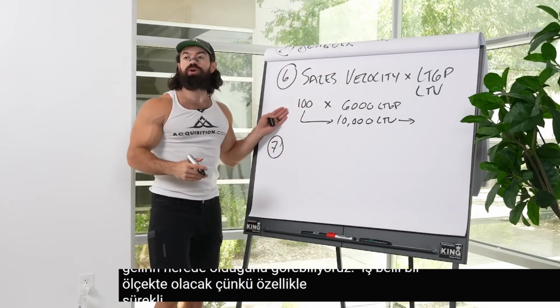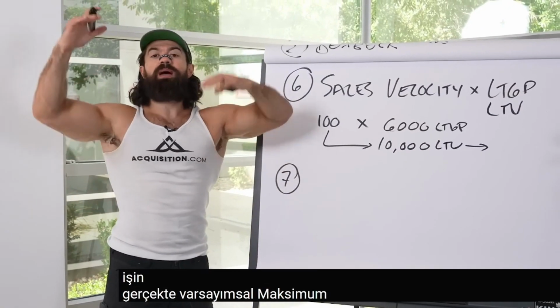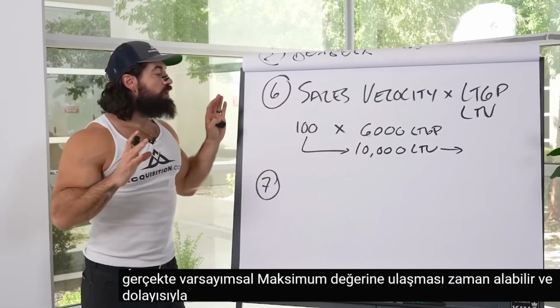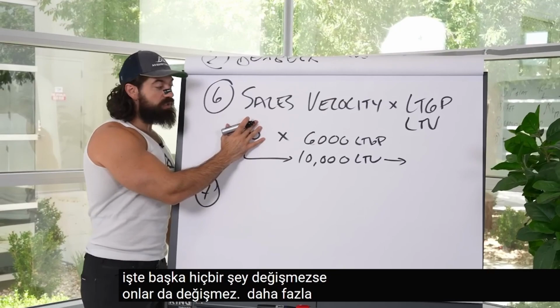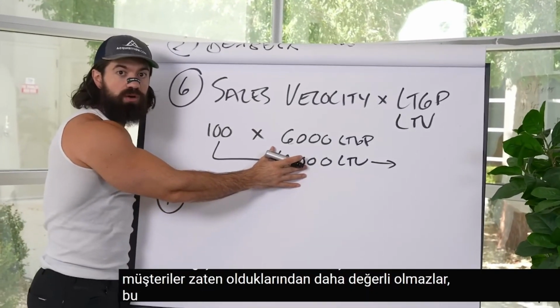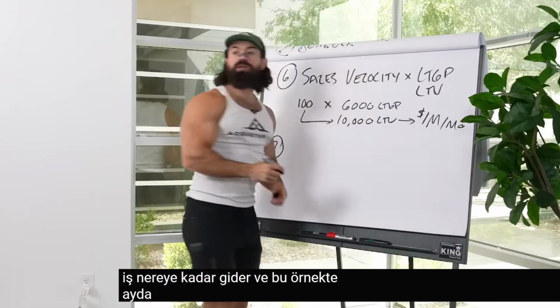Especially if you have a recurring revenue business, it might take time for the business to actually get to its hypothetical max. The assumption here is that if nothing else changed in the business, they don't sell more customers, and the customers don't become worth any more than they already are, where will this business even out? In this example, $1 million a month.